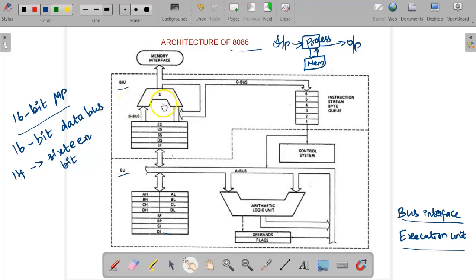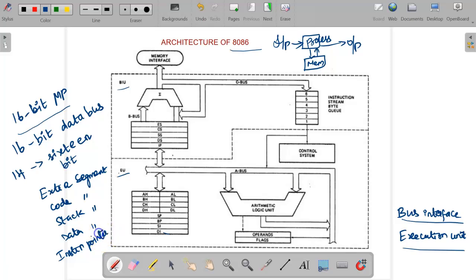The bus interface unit consists of an adder. This sum indicates it is an adder, and it has the C bus, then the instruction stream byte queue, and then it has 5 16-bit registers. These 5 16-bit registers are ES, which means extra segment, CS means code segment, SS means stack segment, DS means data segment, and IP means instruction pointer. So these are all the 5 registers available in the upper part of the bus interface unit.